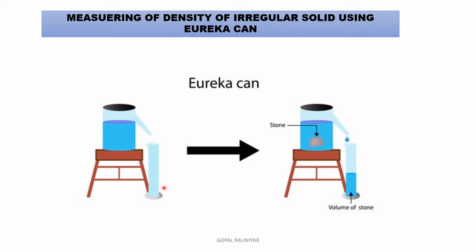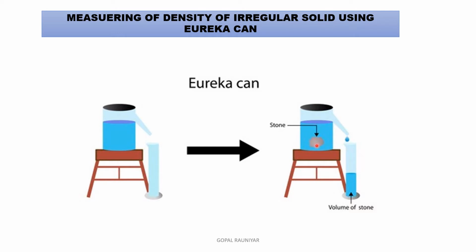To determine the density of an irregular solid, first we have to calculate the mass of the irregular solid with the help of a physical balance. After that, we have to put the solid gently into the Eureka can, and after putting it in, the water will flow from the spout and be collected in the measuring cylinder. We have to record the volume of the solid with the help of the volume of water overflown. The overflown water will be collected in the measuring cylinder, we have to record the level, and this gives the volume of this stone.